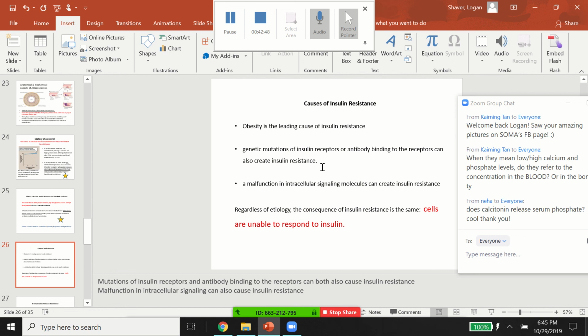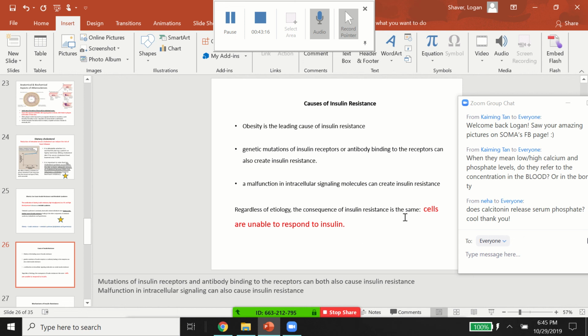There is also genetic mutation, of course, that can happen. So that's why there's a genetic component associated sometimes. And then malfunction, of course, can also happen in those signaling molecules. So there are different ways that insulin resistance can occur, but the one we're mainly going to be talking about is obesity. But anyway, I thought I'd include this slide just in case people don't understand what insulin resistance is.